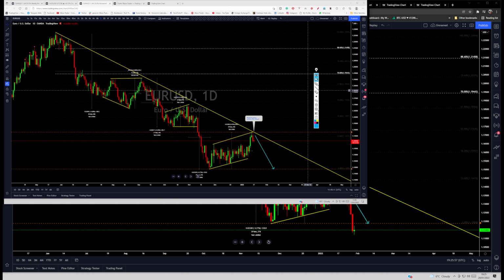So if you have seen my weekly market outlook analysis, then I hope you remember that we are expecting euro dollar to continue its bearish trend this week all the way back to that previous low. So let's look at the previous chart.